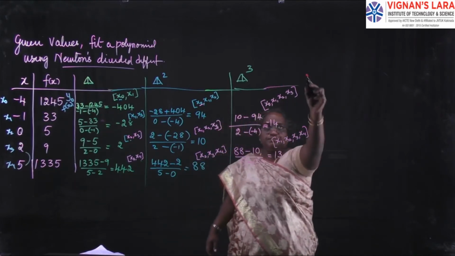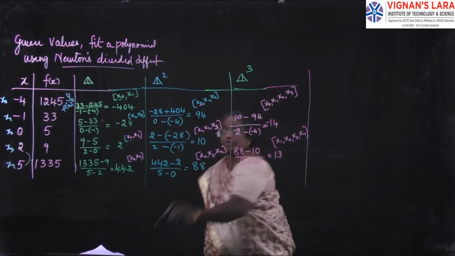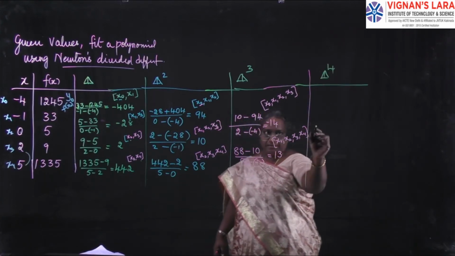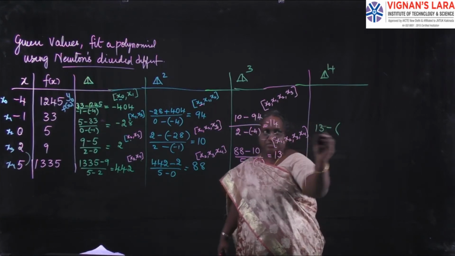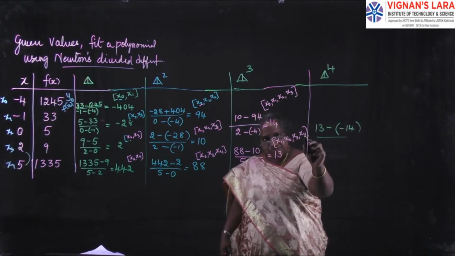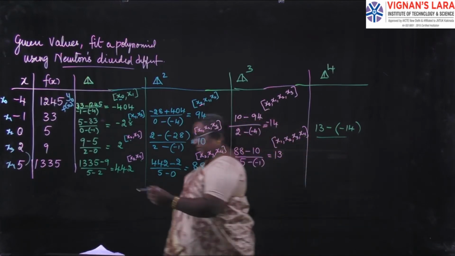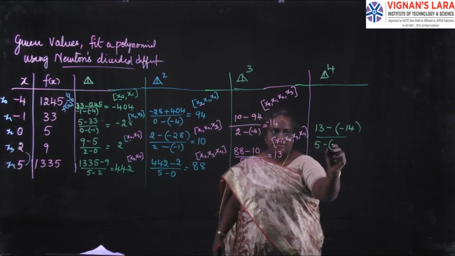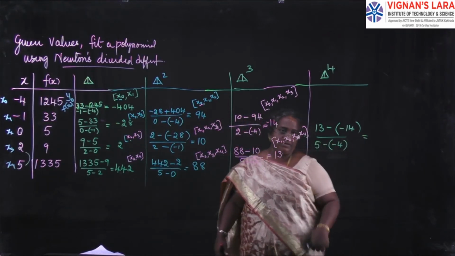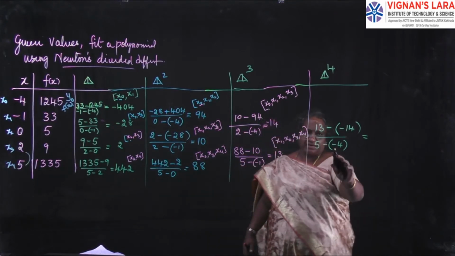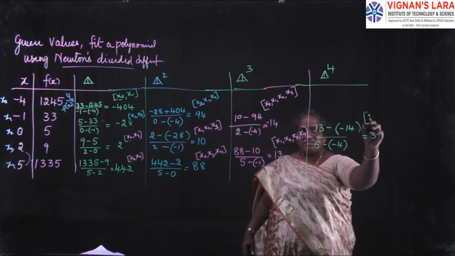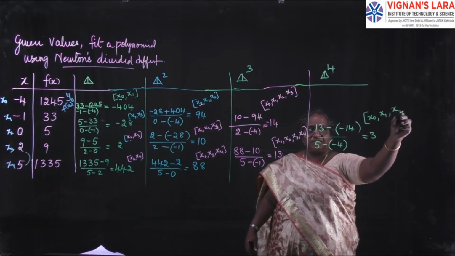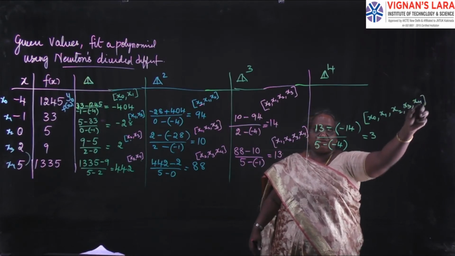So now, finally, the last one, the fourth divided difference. It is 13 minus of minus 14 by x4 minus x0. What is x4? 5. x0 is minus 4. 5 minus of minus 4. So its value is 13 plus 14, 27. 27 by 9 is 3. This is the fourth divided difference of x0, x1, x2, x3, x4.